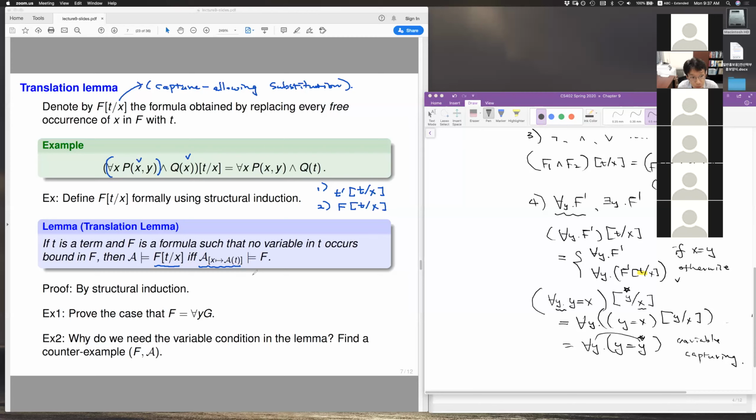The actual benefit of this translation lemma is that it allows us to avoid many case analyses when you prove some properties about formulas. So the relevance lemma and the translation lemma are two key tools that we will use to reason about the syntax of first order logic, the syntactic terms or syntactic formulas of first order logic.